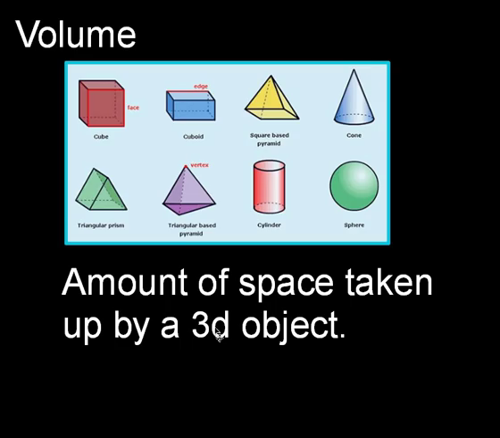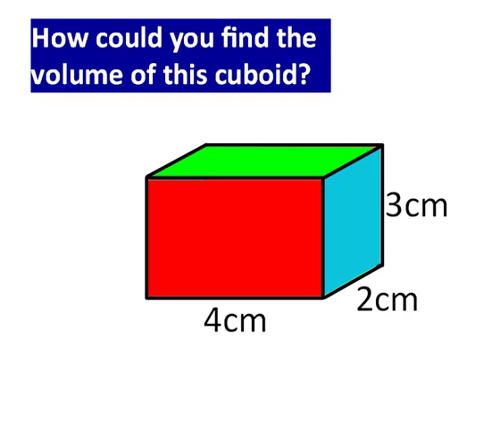Okay, so here's a variety of 3D objects. Not all of them are prisms. We're going to be looking at a cuboid, a cylinder, a triangular prism, and also a trapezoidal prism today. Okay, how could you find the volume of this cuboid?